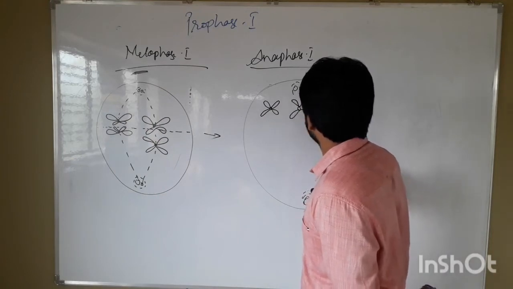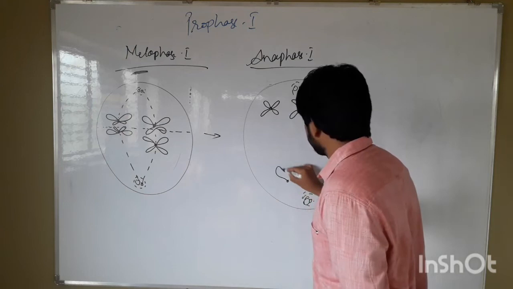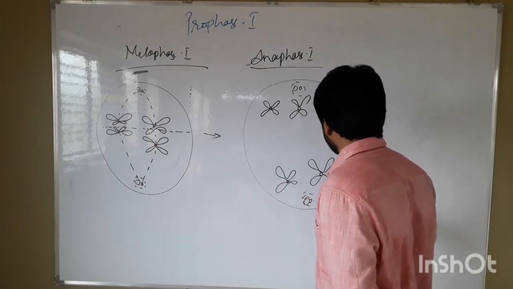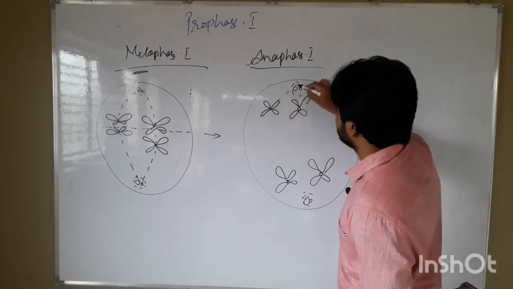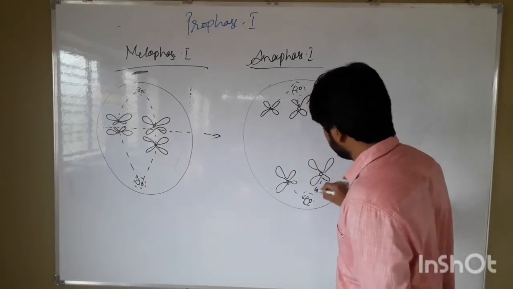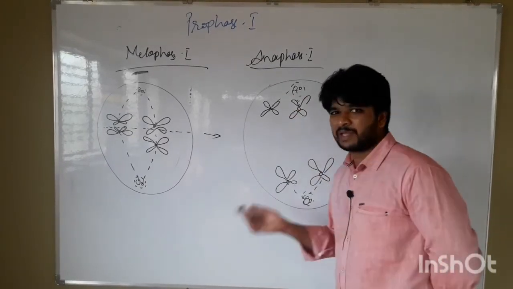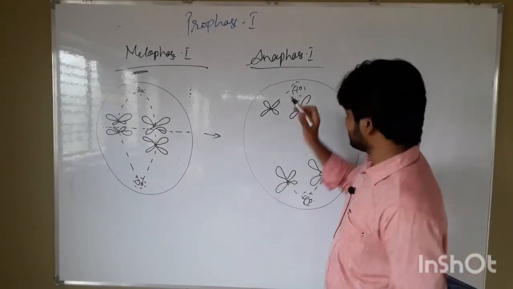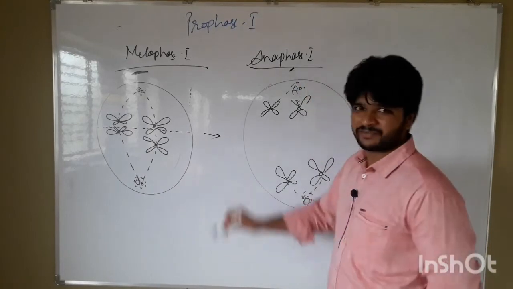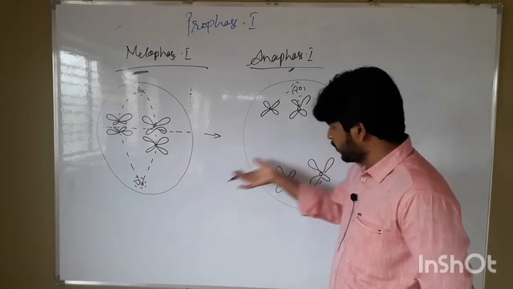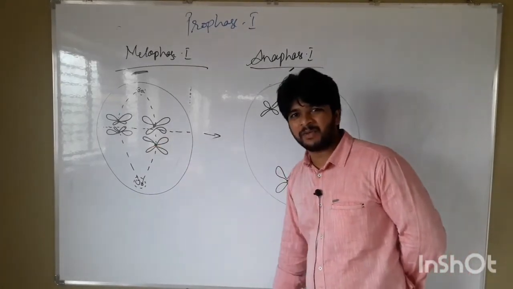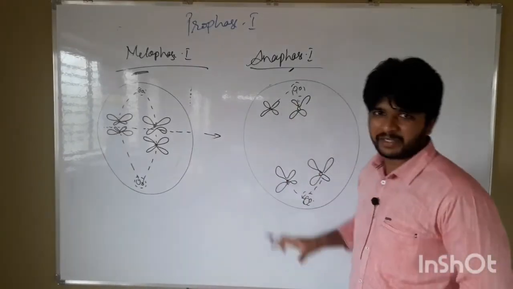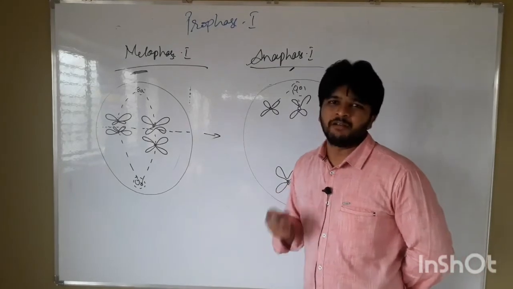Paired homologous chromosomes get separated. See here, paired homologous chromosomes. Here the centromere has not broken, but the paired homologous chromosomes get separated and moved to opposite poles. This is the distinguishing feature of anaphase 1. During anaphase 1, paired homologous chromosomes which are formed during metaphase 1 get separated by the spindle fibers.